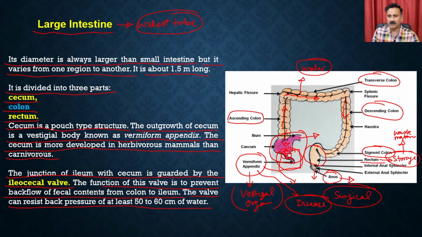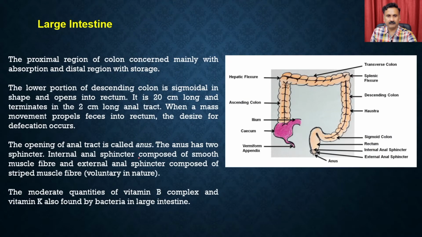But this hole is regulated by two different types of muscles. So, you have the internal anal sphincters and you also have the external anal sphincters. These muscles or these valves regulate the activity of the hole, so that it can open and close during the removal of the feces. So, the proximal region of the colon is concerned mainly with the absorption and the distal region with the storage.